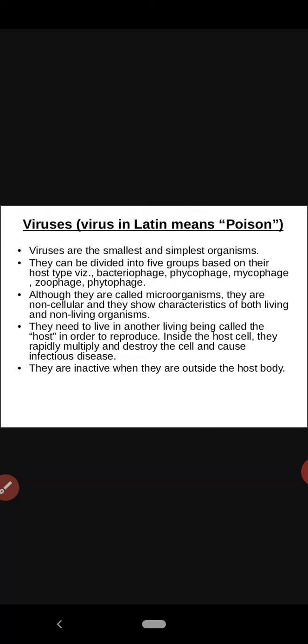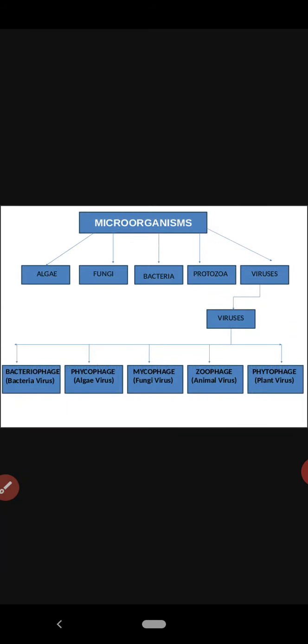They are inactive when they are outside the host body, like I said. So you can see this flowchart, microorganisms. It is of 5 different types: algae, fungi, bacteria, protozoa, viruses. And viruses are again of 5 types: bacteriophage. Bacteriophage means bacteria.